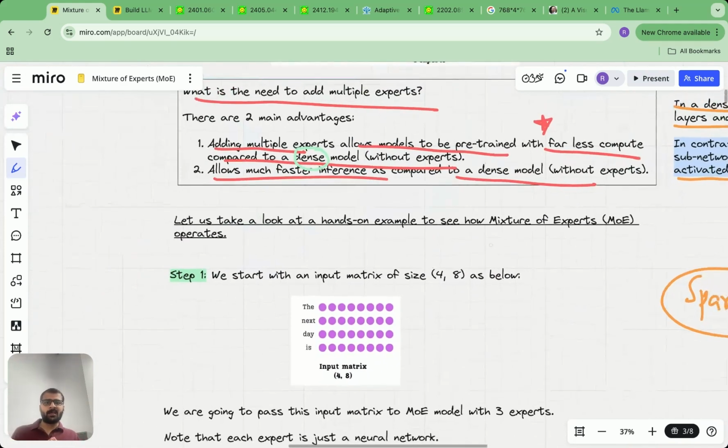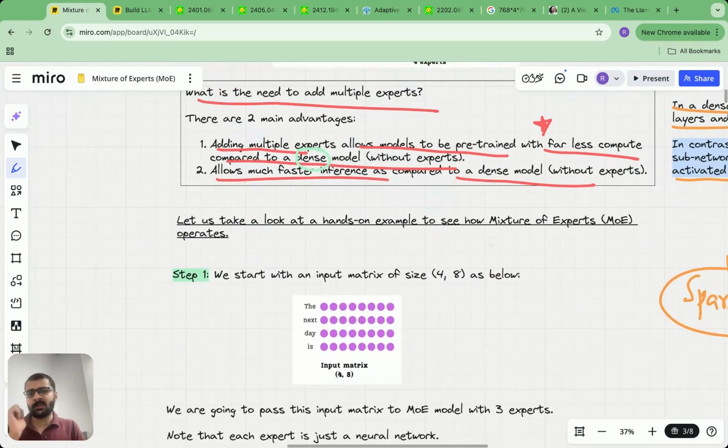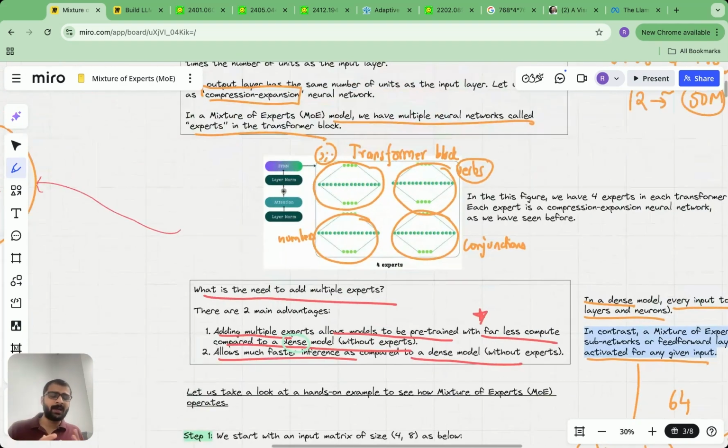So stay tuned for the next lecture, but please make notes along with me. This is a very important topic. Once you understand this, you will understand the MLA, latent attention, which you covered before, and mixture of experts, which are the two cornerstones on which the DeepSeek architecture rests.